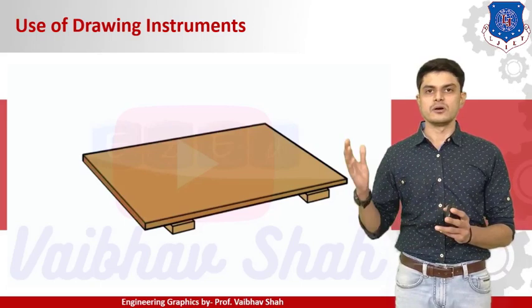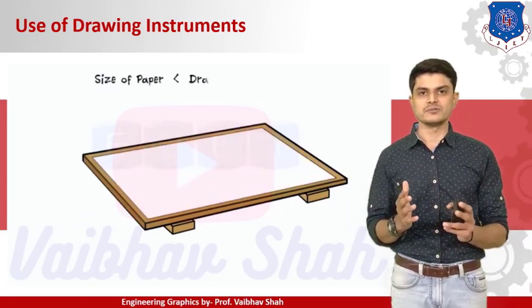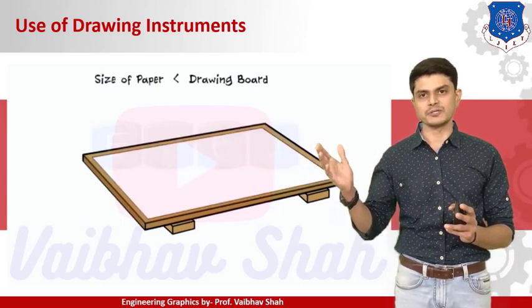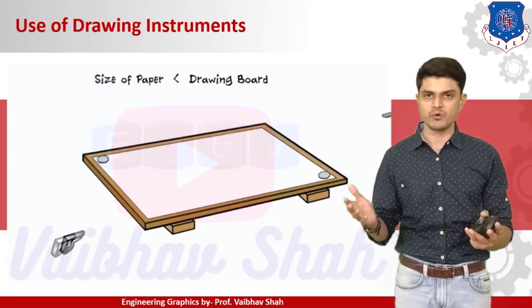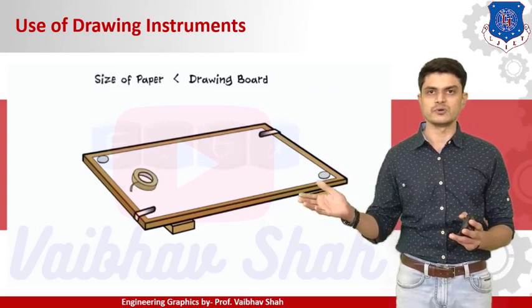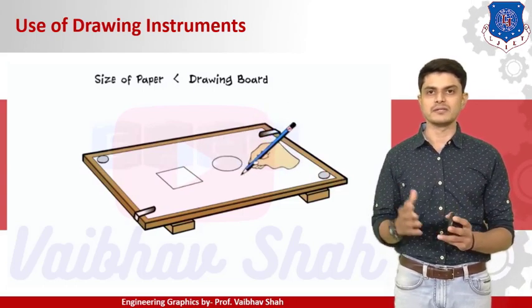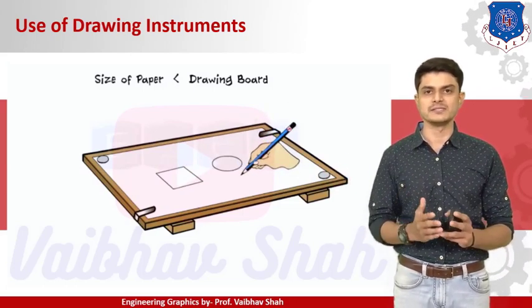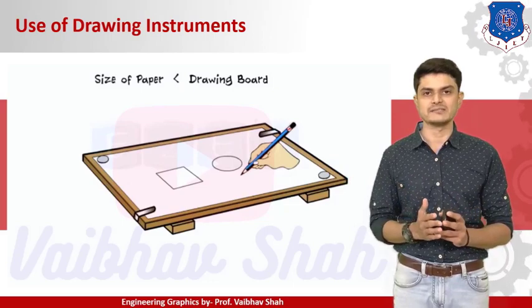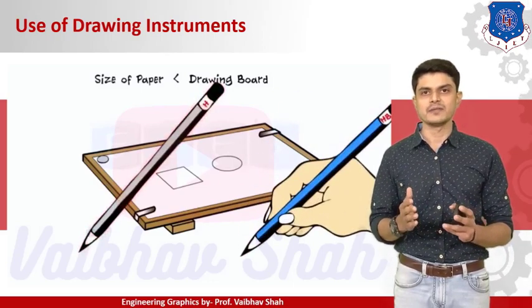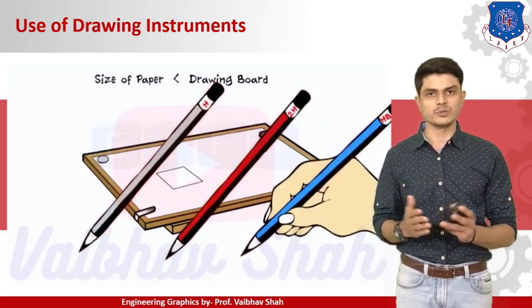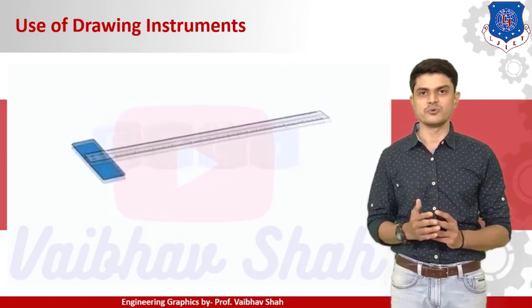So while placing the drawing sheet, you should remember the size of the drawing paper should always be less than your drawing board. You should be using your drawing clips or pins to fix your paper. Then you can draw by use of pencils. You can use 3 different types of pencils like HB, H and 2H. You can use any of these pencils on your drawing sheet.